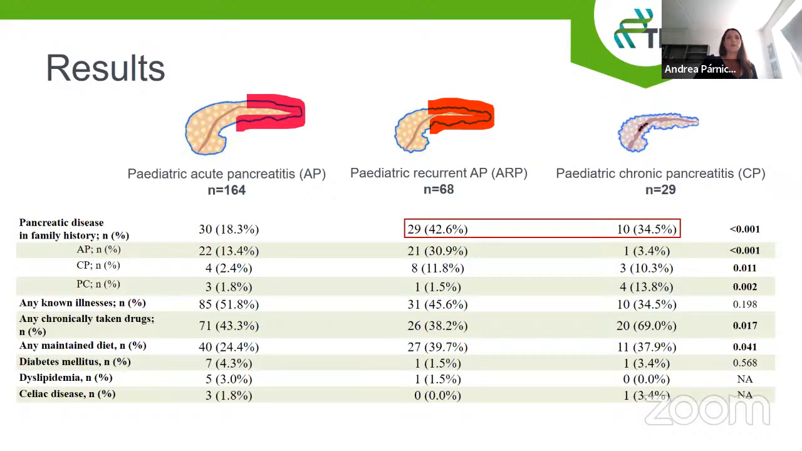Significantly more acute recurrent and chronic pancreatitis patients had a positive family history than those with a single episode. This mostly means acute and chronic pancreatitis, but it should also be pointed out that 14% of chronic pancreatitis patients had pancreatic cancer in their family history. And acute recurrent and chronic pancreatitis patients were more likely to maintain any kind of diet.